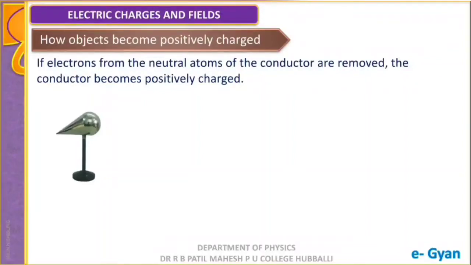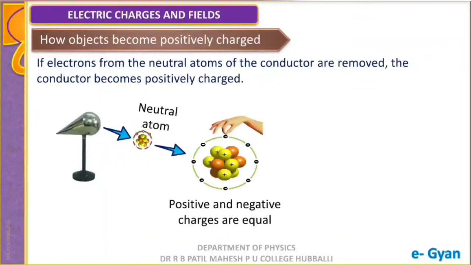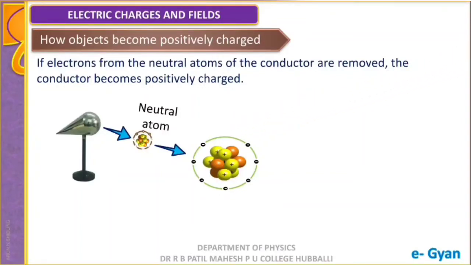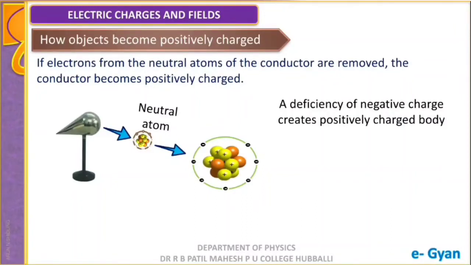So if I remove an electron from a neutral atom of this conductor, then the conductor will become positively charged. Here is one neutral atom from the conductor, and I'll take an electron and rip it out of it. So I've removed an electron. Now there is no balance in that number. Now one proton is in excess. That's why the atom is no more neutral. Now it has become positively charged. So this way the deficiency of negative charge creates a positively charged body. Note it, the deficiency of negative charge creates a positively charged body.